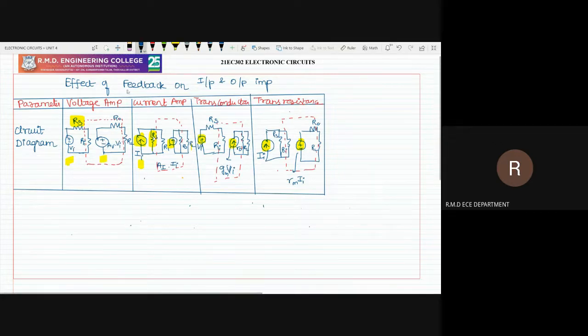For example, for voltage amplifier, the actual formula is AV equal to V naught by VI. If you want the V naught calculation, the answer will be AV into VI. In the same way, for trans conductance, GM is equal to I by V, output current by input voltage. For the output current source, which is controlled by the voltage, the name is GM into VI. Similarly, we have to fill this in for all four types of amplifiers.